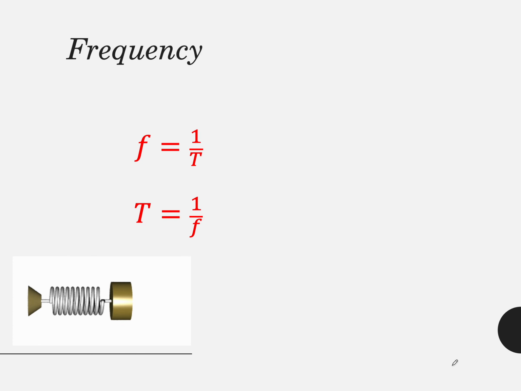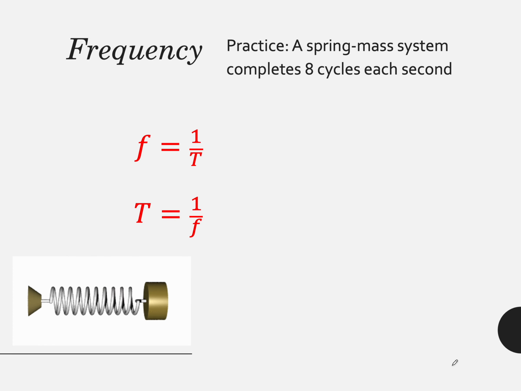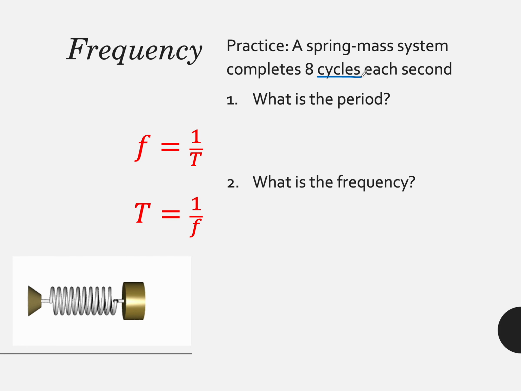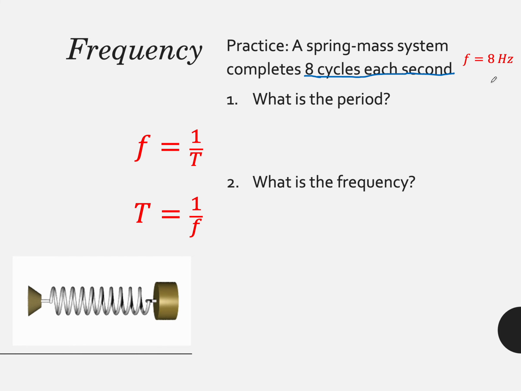Moving on, let's take a look at another example. In this case, pretend that the illustration here is going a little bit faster. Let's say it completes 8 cycles, or 8 complete back and forths, every second. The question is what's the period, what's the frequency? Well, what does this 8 cycles per second mean? That's the number of oscillations per second, and by definition, that is the frequency. So we would say its frequency is 8 oscillations per second, or 8 hertz.